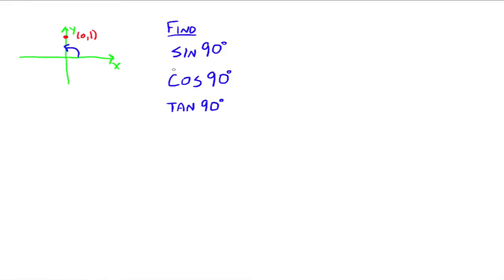So in order to find the sine of 90 degrees, we need to know what r is, right? We know that x is 0, y is 1. What's r? Well, r is equal to the square root of 0 squared plus 1 squared. So r equals the square root of 1, so r is just 1 as well. So sine of 90 degrees, defined to be y over r, is 1 over 1. So the sine of 90 degrees is just 1.